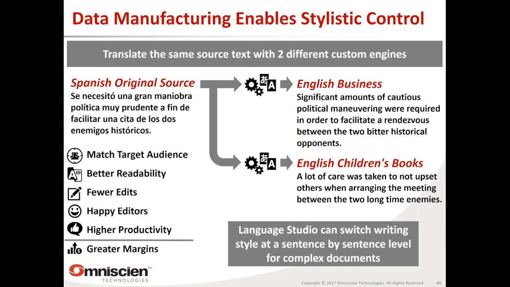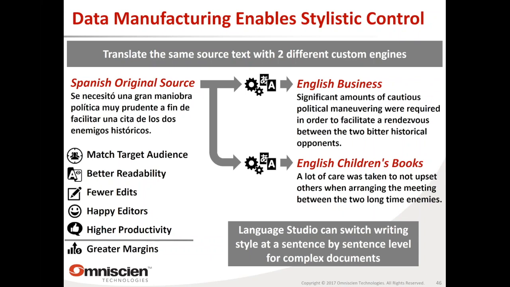With Language Studio, we've also got the ability to switch writing style at a sentence-by-sentence level. That may sound a little bit unusual, but think of the context of a patent document. A patent has 4 different sections. It has title, claims, abstracts, and descriptions, and we're able to apply a different writing style to each one.